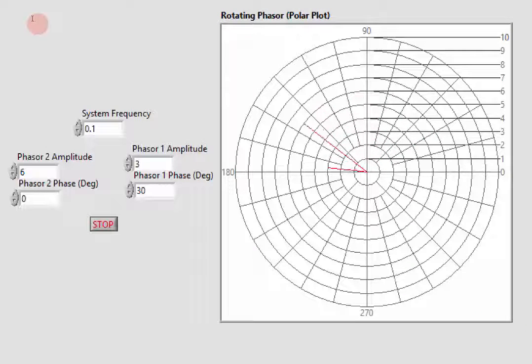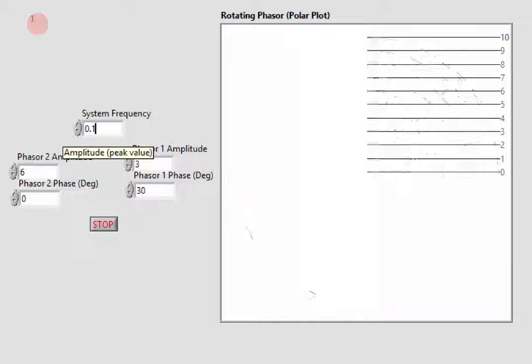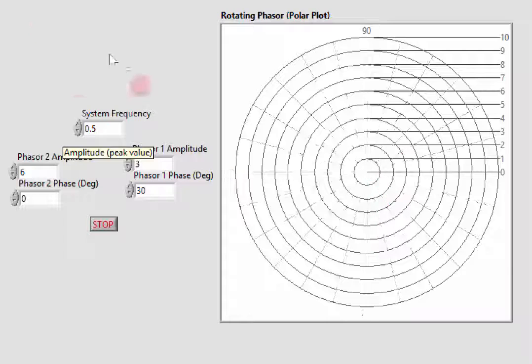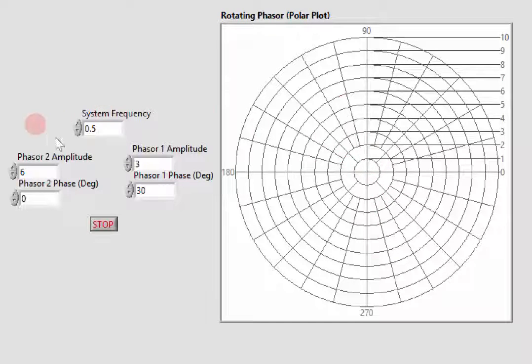If I change the system frequency to something higher, such as 0.5, that'll take 2 seconds for them to rotate. You can see they speed up. And then I could change that to 0.01. That'll slow them down. It'll take 100 seconds for them to rotate around one time. You can see that's really slow. So for us visually, I think 0.1 works pretty well to illustrate the rate of rotation.